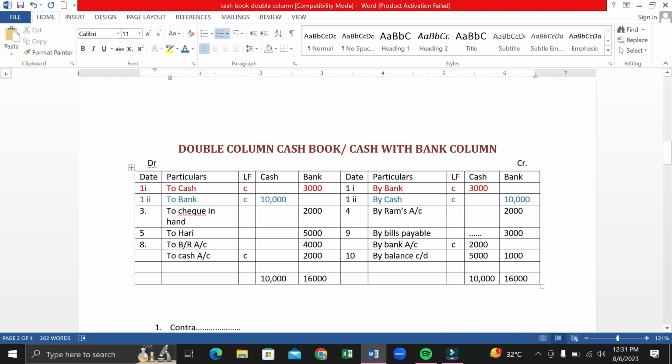So just see, we have seen three different entries here related to receiving a check, depositing it into the bank, as well as dishonor of that particular check. When we receive a simple check, it means check in hand account debit to Ram's account. When this check is deposited into the bank, this value will be written as to check in hand and the amount will be transferred in the bank column. At last, when this check becomes dishonored, we will write on the credit side as by Ram's account and the amount will be transferred in the bank column.